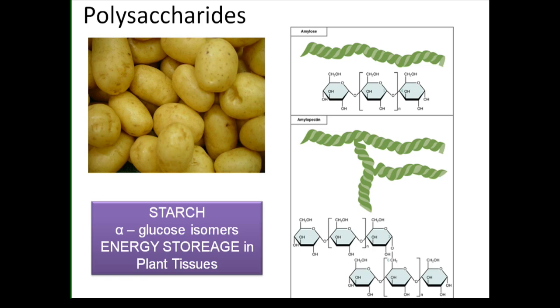Amylose and amylopectin are two forms of starch. They are all alpha-based, and I want you to look at the bonds in red. These are your glycosidic linkages, and notice they all go in the same direction. Organisms have no trouble breaking these bonds.